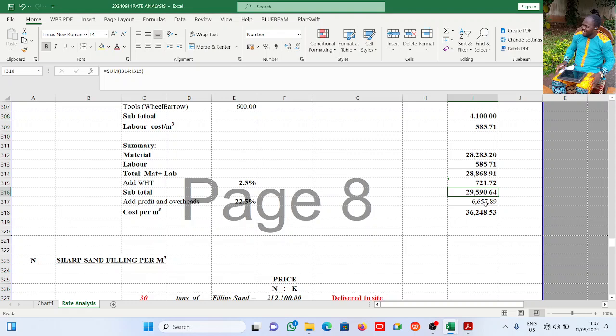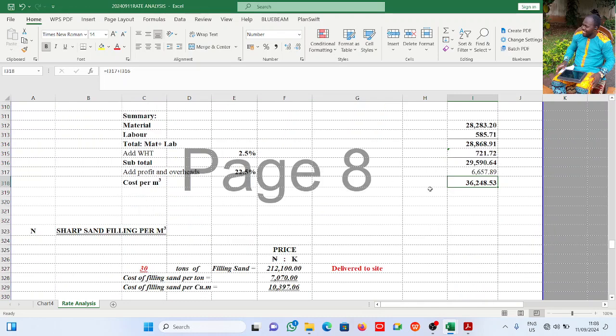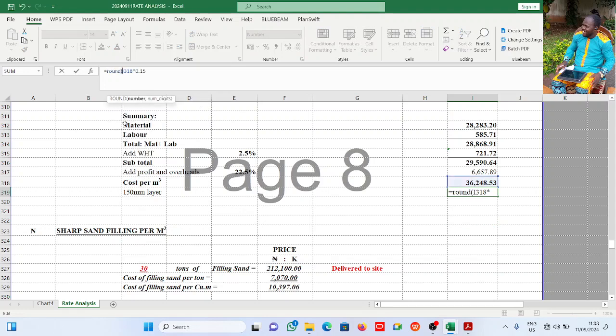Then add profit and overhead, then I have this. Depending on if it is to be laid in 150 layer, this becomes this times 0.15. So basically I can just round it up to 2 decimal places, if I don't want to go via this. So that gives me this, or maybe a layer of 300, as the case may be.